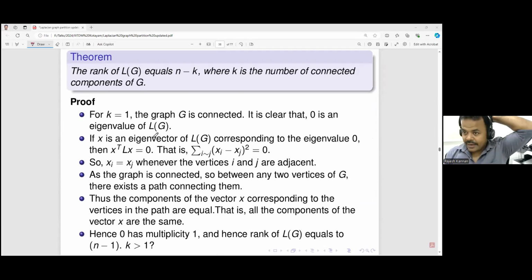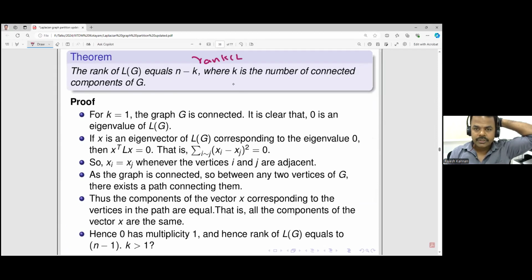So the rank of this Laplacian matrix will give you the number of connected components. Since it's a symmetric matrix, the rank of the Laplacian matrix is the same as n minus the algebraic multiplicity of the eigenvalue 0. Note that 0 is always an eigenvalue of the Laplacian because the all-ones vector is an eigenvector corresponding to the eigenvalue 0. This theorem says that if the eigenvalue 0 has multiplicity k, then the number of connected components should be equal to k.